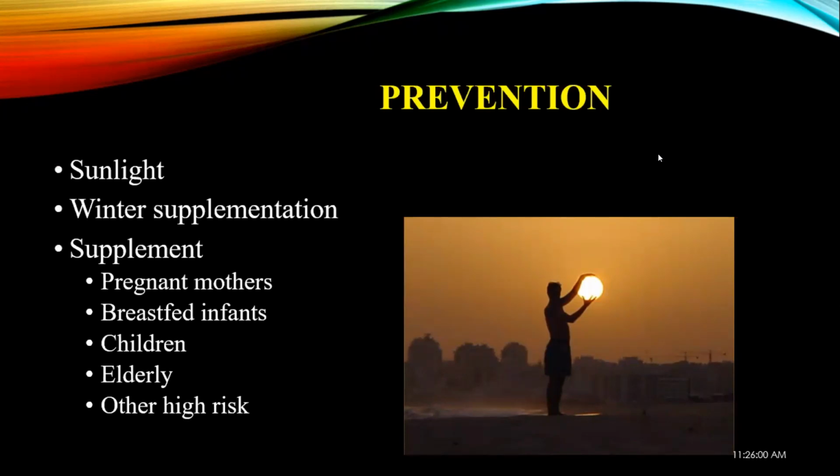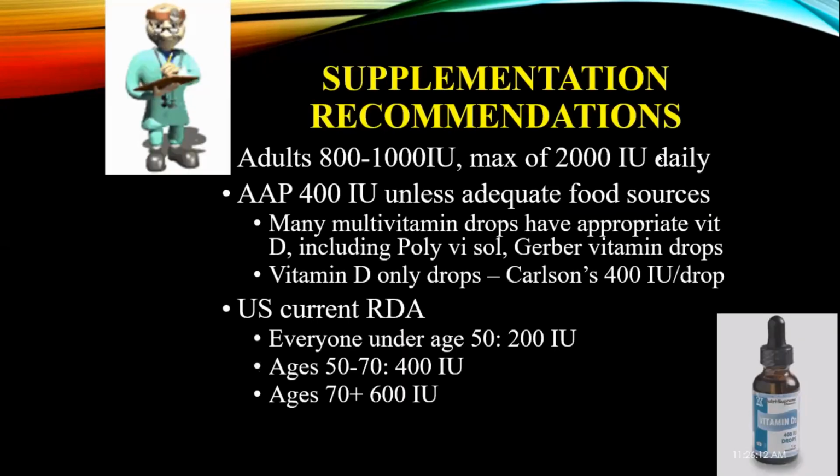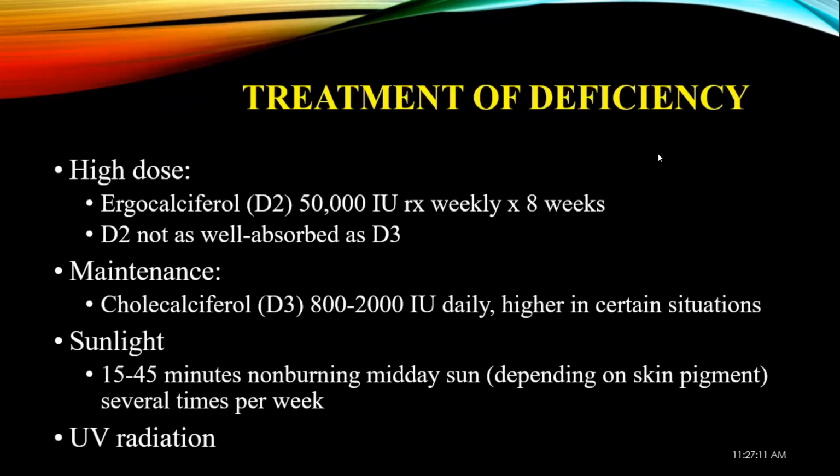So supplements: vitamin D should be supplied to persons where it is necessary more, like pregnant mothers, breastfed infants, growing children, elderly people, and other high risk people. This supplementation is generally recommended for adults at 800 to 1000 international units, a maximum of 2000 international units daily.